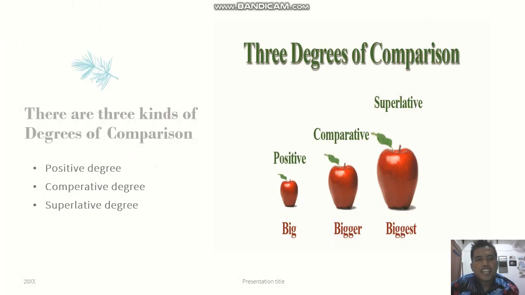Okay, there are three kinds of degrees of comparison. The first one is positive degree. The second one is comparative degree. And then the third one is superlative degree. In a few seconds, we are going to discuss them one by one.